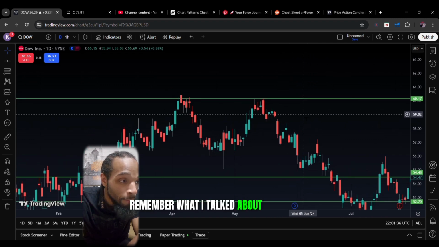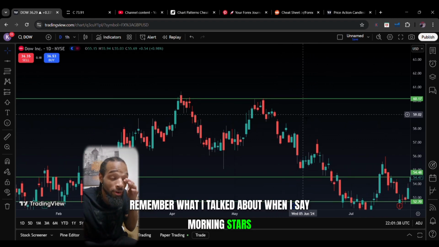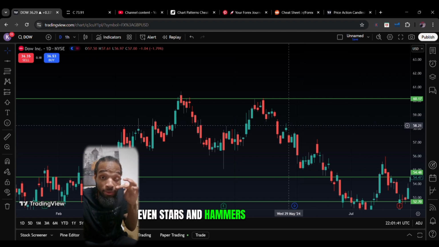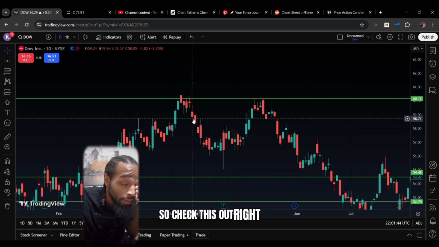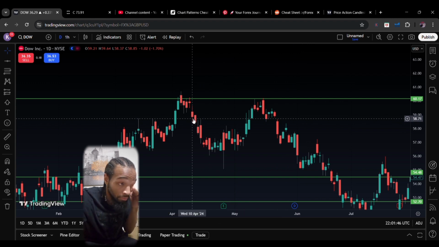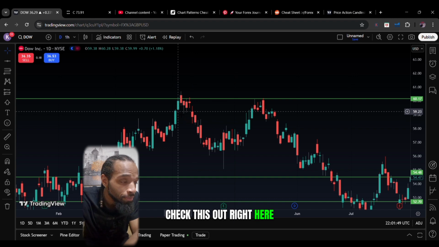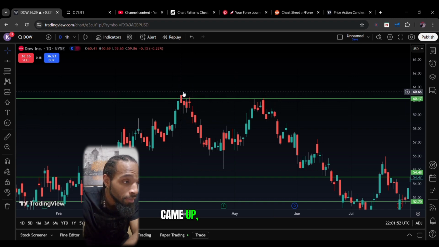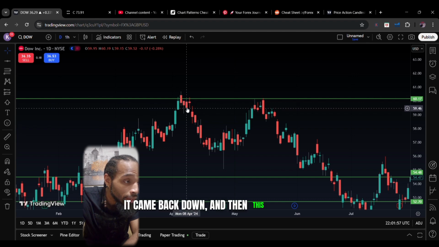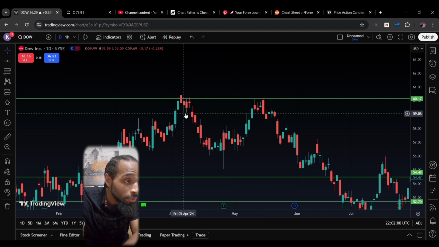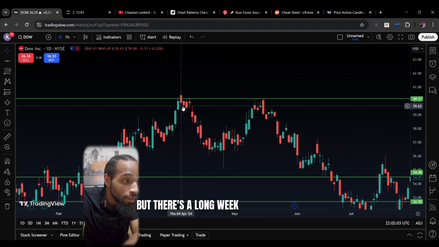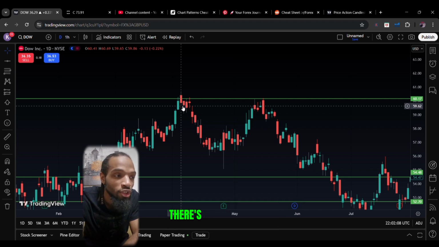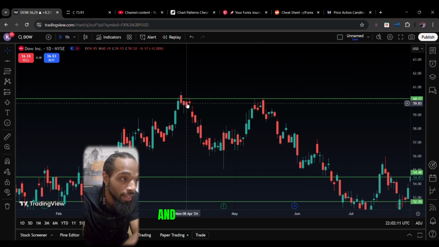Remember what I talked about when I said morning stars, evening stars, and hammers and all that? So check this out right here. Came up, went a little past it, came back down, and then this came back down, but then it pulled up. But there's a long wick. When it wicks like that, you kind of want to wait because that means it's still indecisive. There's still indecision. And then we're still waiting.